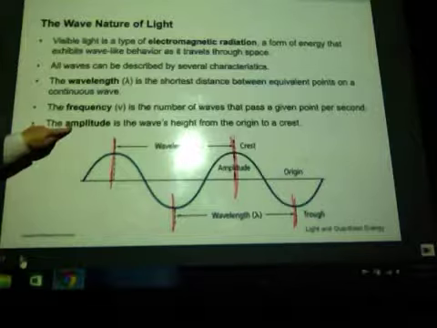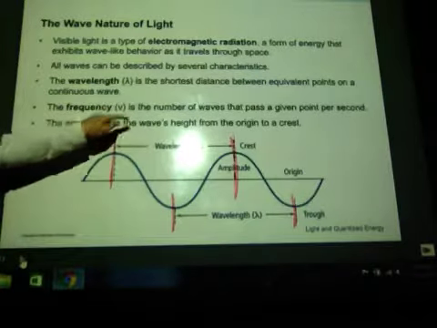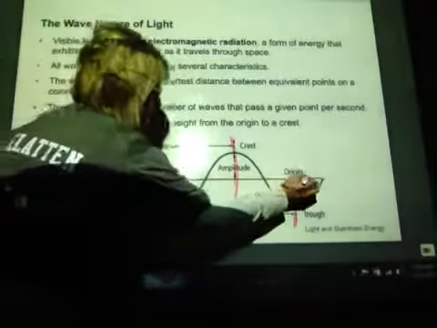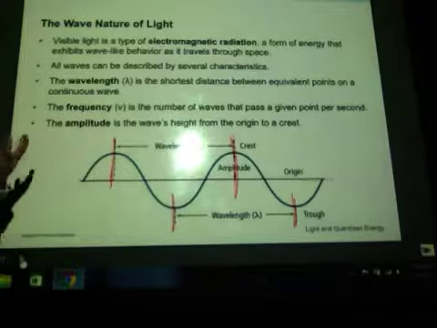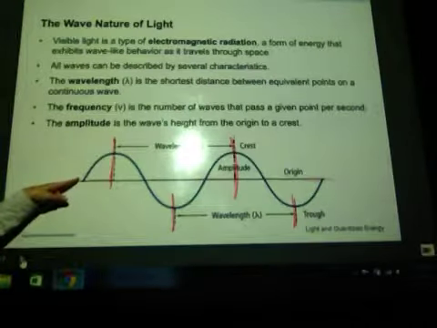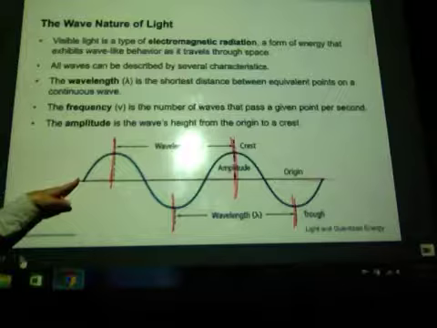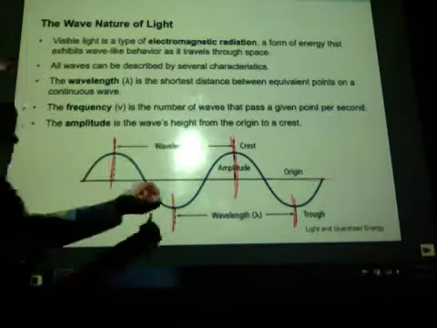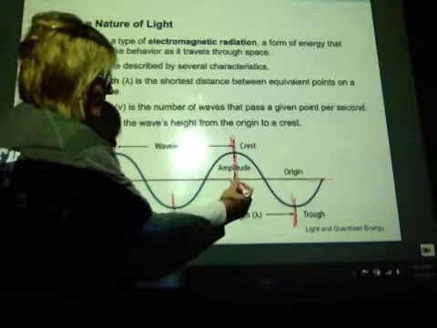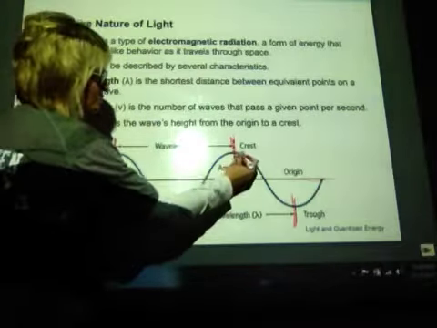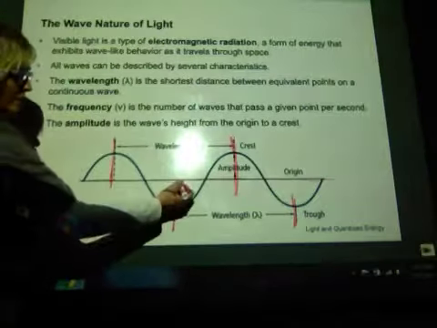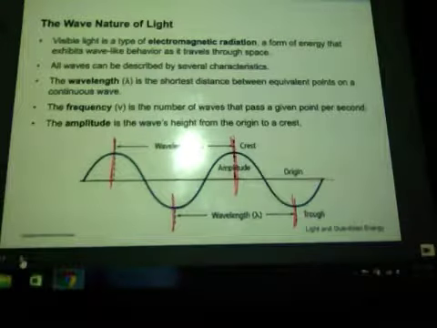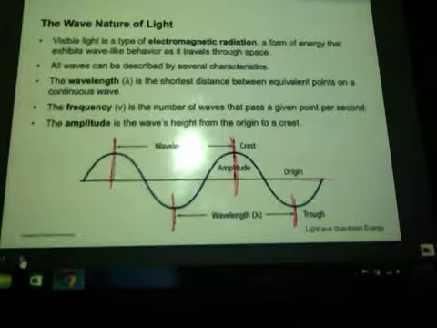The amplitude then is the height of the wave. If I look at amplitude, this is called the resting line. If I'm thinking of water, this would be where my water line is if the wind isn't blowing and I have no waves. It's the resting point. So the amplitude is from that midpoint to the top of the crest, or from that midpoint to the bottom of the trough. I can measure it either way.